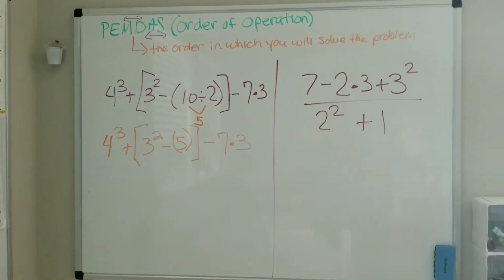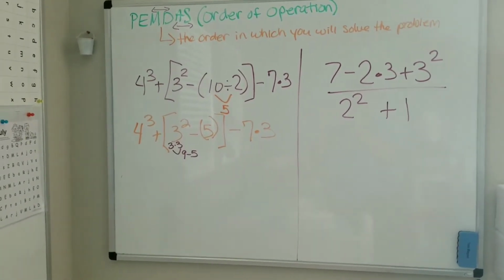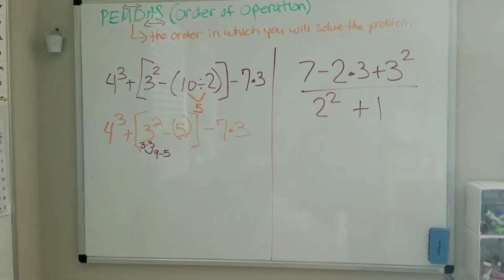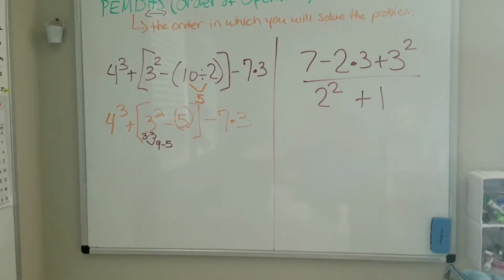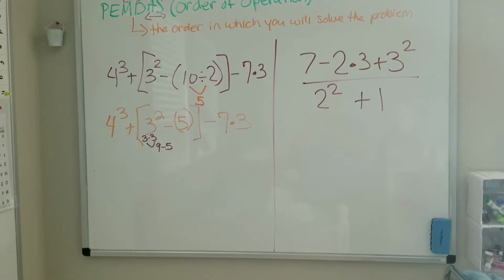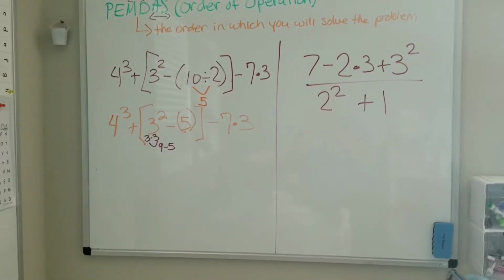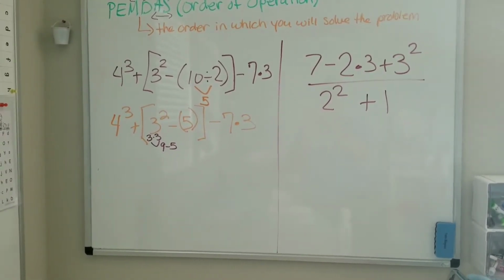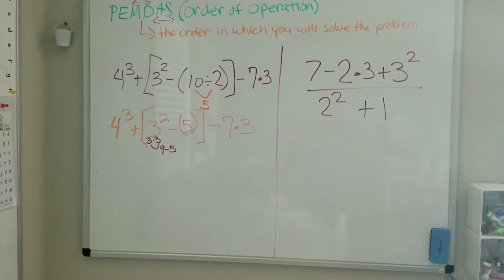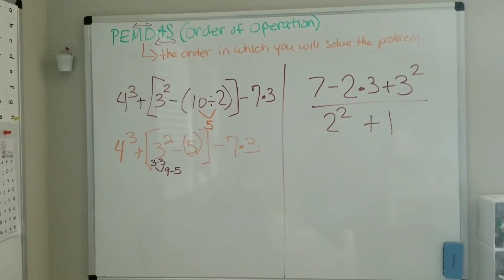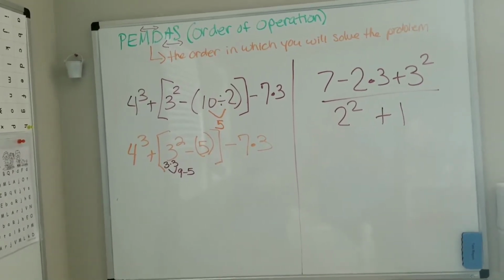So let's go ahead and do that. So now you see what I have there. We took our 3 squared. We wrote it down in exponential notation, which is 3 times 3. And 3 times 3 is what? 9. Excellent. So we have 9 minus 5. Is that correct? Yes. So go ahead. 9 minus 5 is 4. Very good. So now everything that was in that parentheses and everything that was in that bracket boiled down to equal what number? 4. So now I'm going to rewrite the entire problem with that 4.